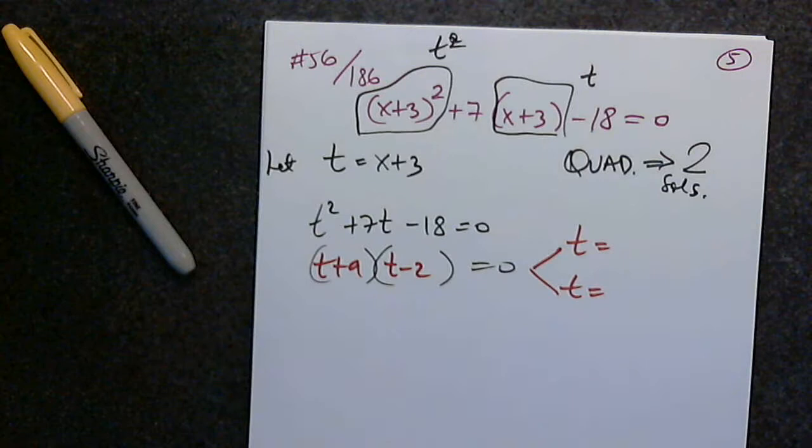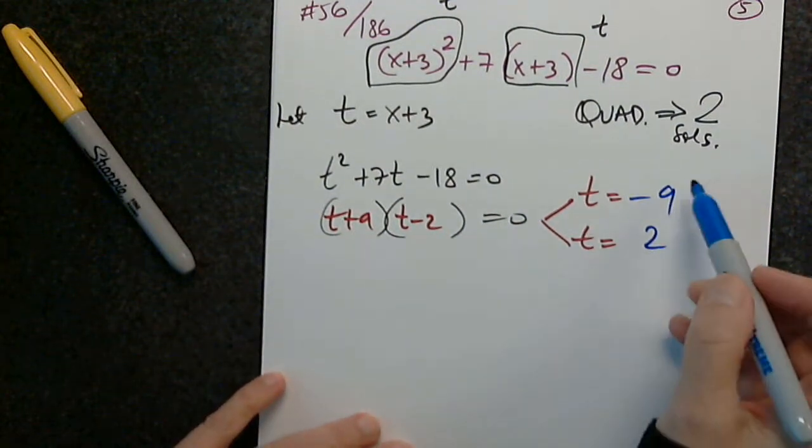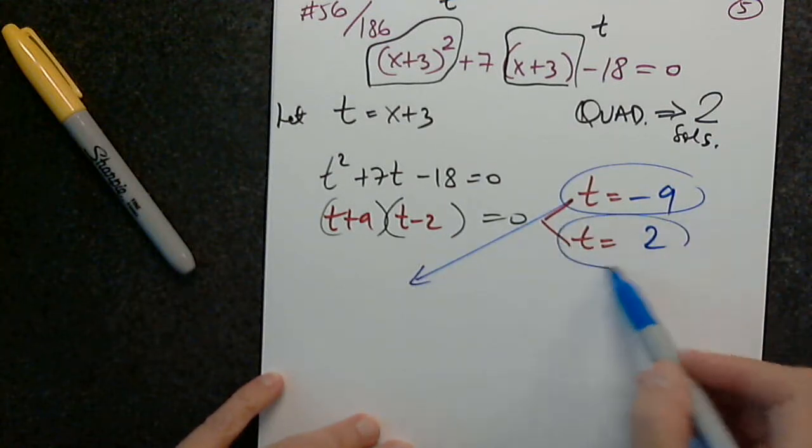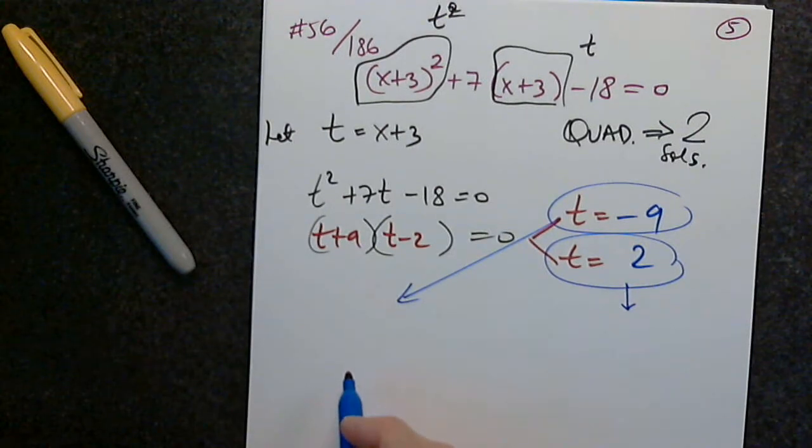Again, you can say, who cares about t? Well, we do, and we're going to get to x in a minute. And we have t equals negative 9 and t equals 2. Excellent. But now this one is a new equation that I have to solve, and this one is a new equation that I have to solve. Can anyone create the first equation for us? Negative 9 plus 3, right?